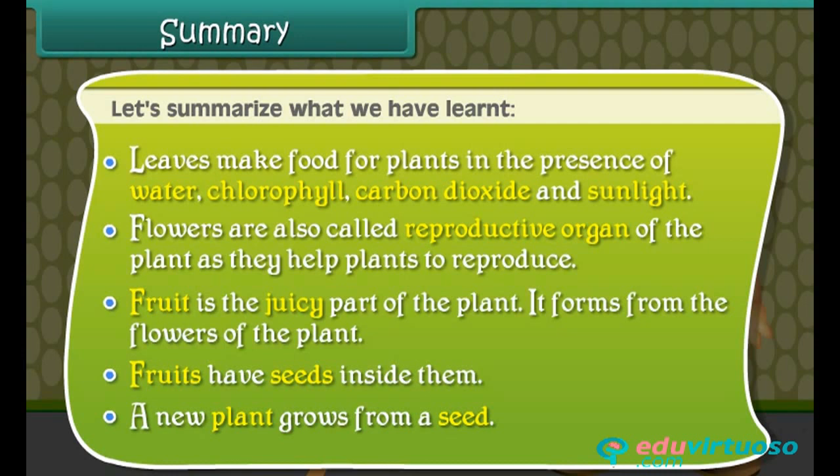The water travels from roots to the leaves through stem. Some stems also store food in some plants. Leaves make food for plants in the presence of water, chlorophyll, carbon dioxide, and sunlight. Flowers are also called reproductive organ of the plant as they help plants to reproduce. Fruit is the juicy part of the plant. It forms from the flowers of the plant. Fruits have seeds inside them. A new plant grows from a seed.